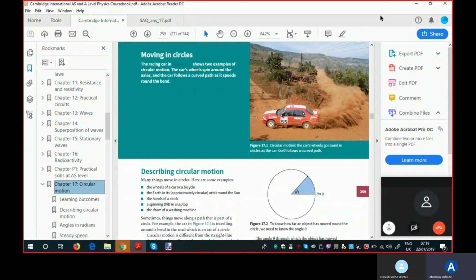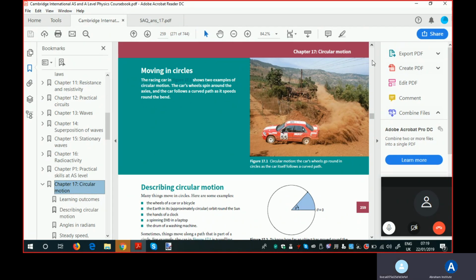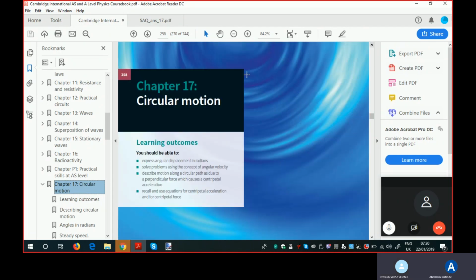Okay, then chapter 17, circular motion. These are the objectives of this chapter. Okay, so here are the objectives of this chapter on circular motion.